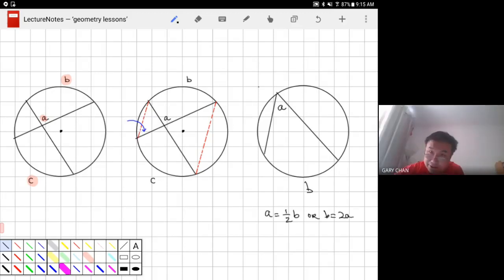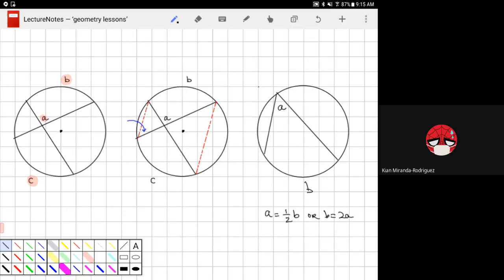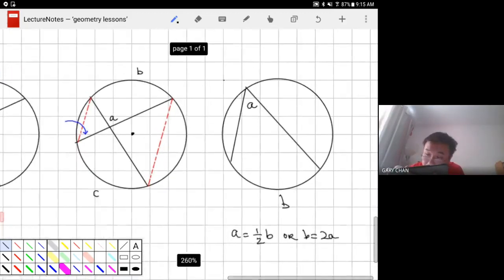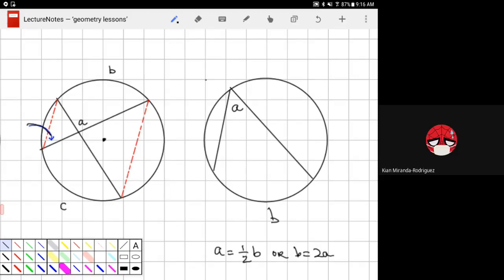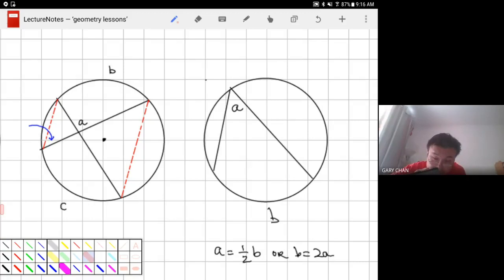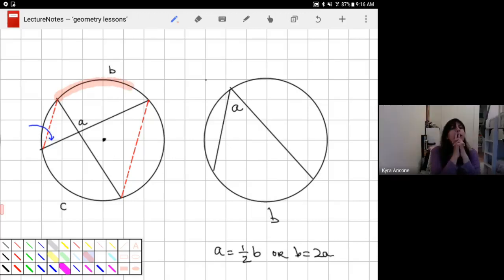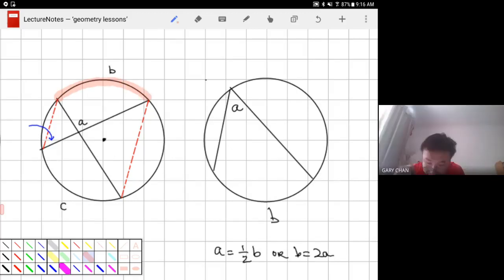That's right, Kira. Thank you for that. So, Kira, having this understanding right now, can you tell everyone else what this angle right here is going to be? Again, this is the intercepted arc right now, right? Oh, half of B? It must be half of B. Thank you, Kira. That was lovely. So this is going to be half of B. This is going to be 1/2 B.